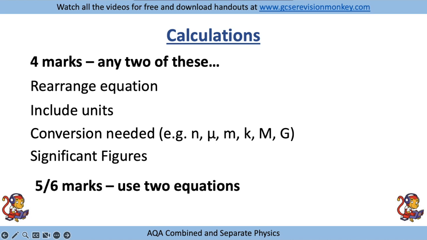Then for 5 or 6 marks, there's your clue to use 2 equations and any of the above. So think that if you can't use 1 equation to get your complete answer, you might have to use 1 equation, then some more information in the question, and a second equation to get to the final answer. And as well as that, expect rearranging units, conversions and significant figures as well.